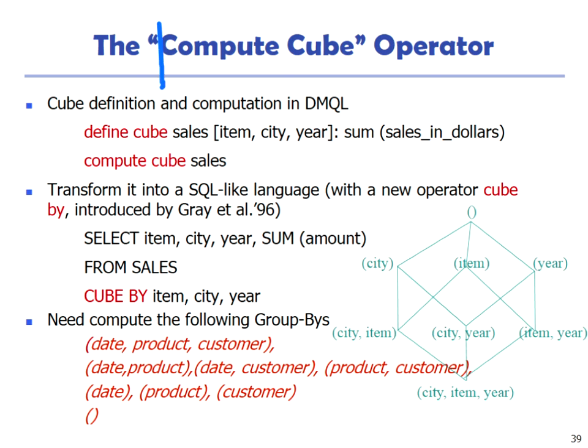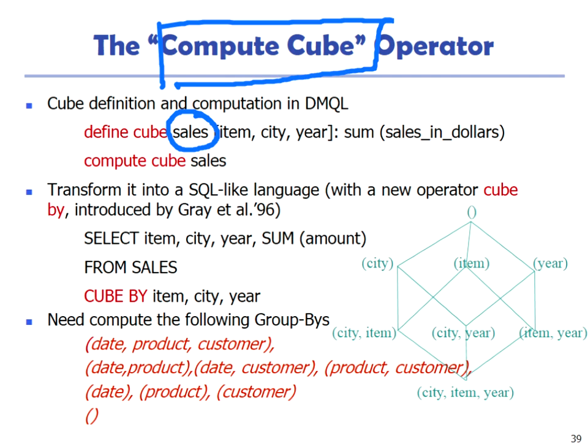Okay, let's move now to how we can compute a cube, the compute cube operator. This is the cube definition and computation in DMQL. DMQL is the abbreviation of data mining query language. To define a cube, we write define cube, like create table, but here we write define cube. After that, the name of the cube, and after that, the dimensions of this cube.